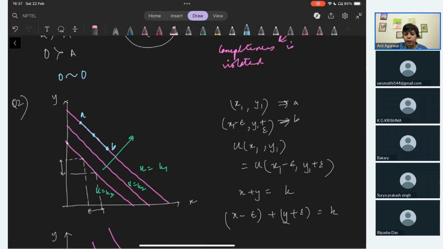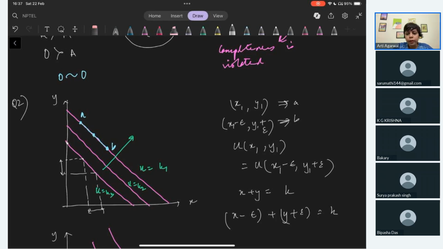Because this is a straight line, right? So the line is overlapping with the straight line. So I would say the answer is none of the above. But if you say convex, most probably if the teacher is generous, they will still give you the marks.